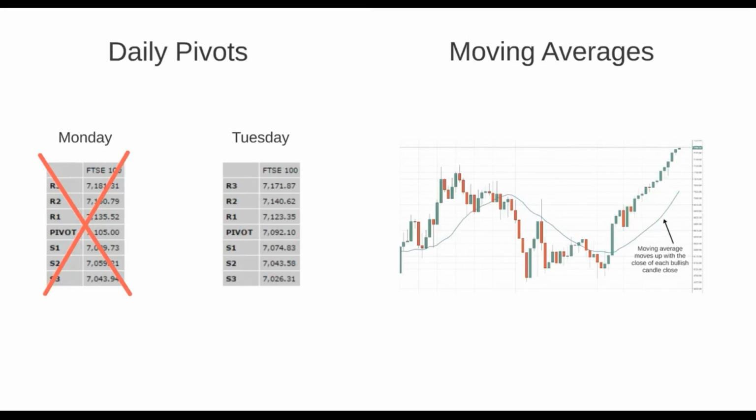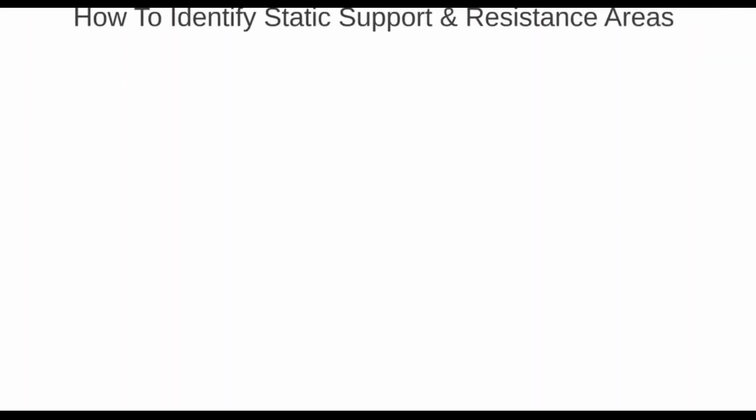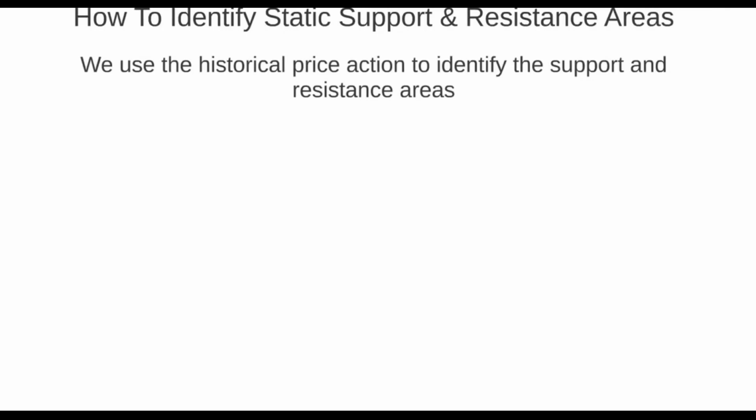So let's look at how we do this. We can identify these price areas by looking at the historical price action on our charts. We are looking for price areas where the price has been heading in a particular direction and then has stopped and reversed in the other direction.